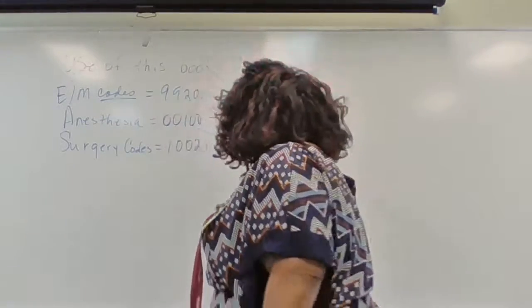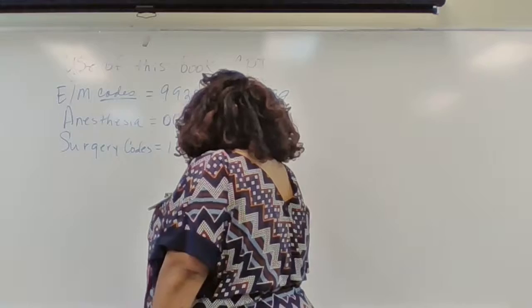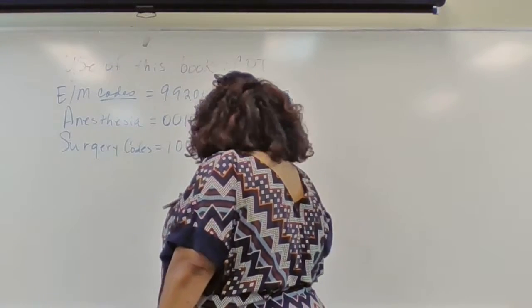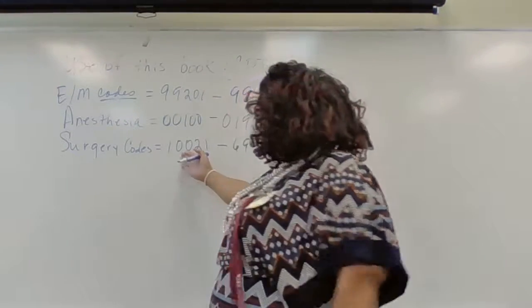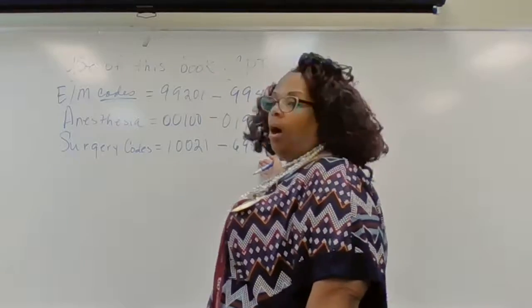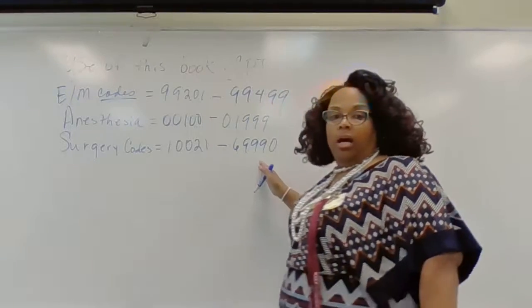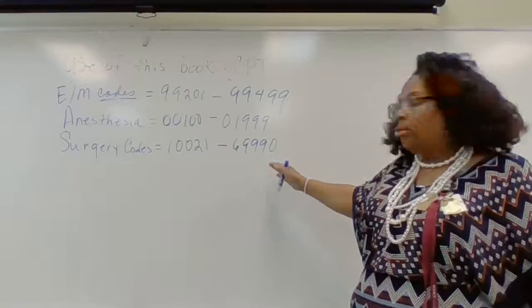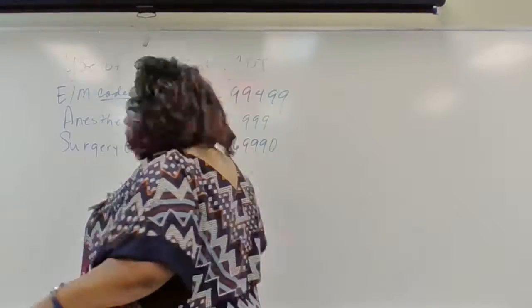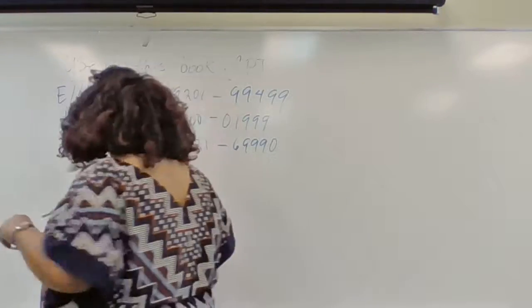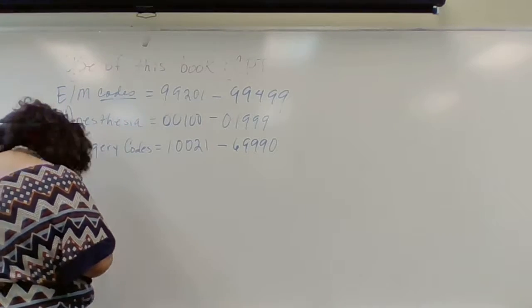Okay, now 69990. It starts from here and it ends here. This is the whole category of the surgical codes. Now for the integumentary system, let me write this in red.